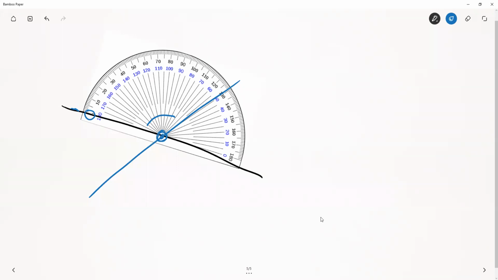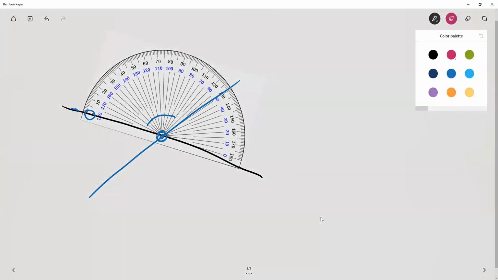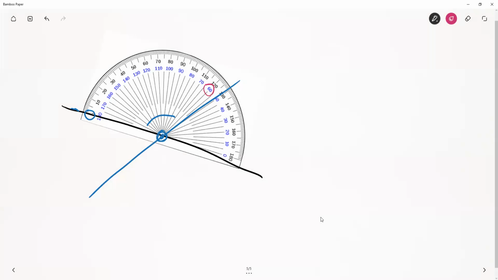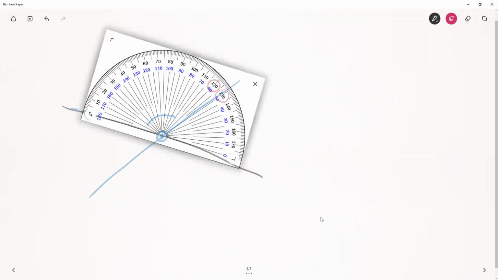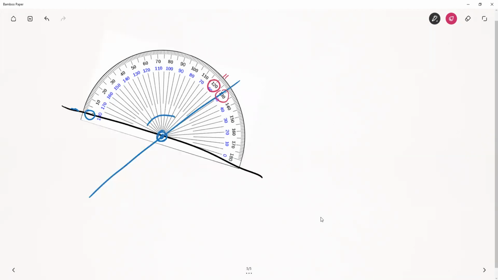Now it goes from 60 to, oh sorry, it is in between 120 and 130. That means if you look at the scale now, 121, 122, 123, 124, 125, 126, 127, 128, 129. So this is about 129 degrees.